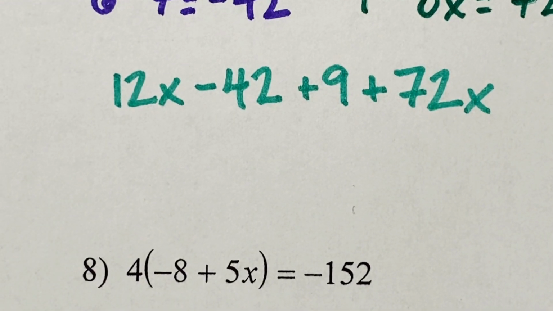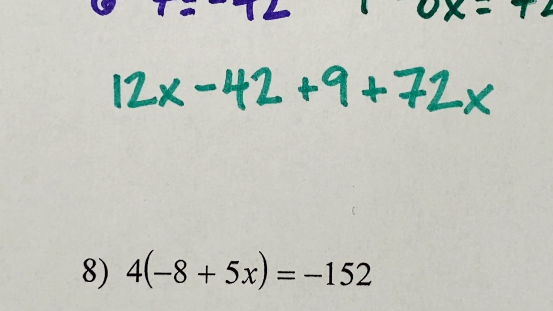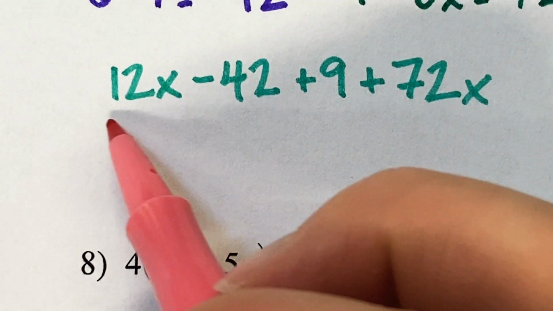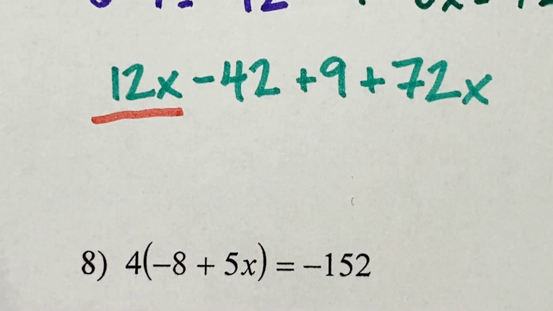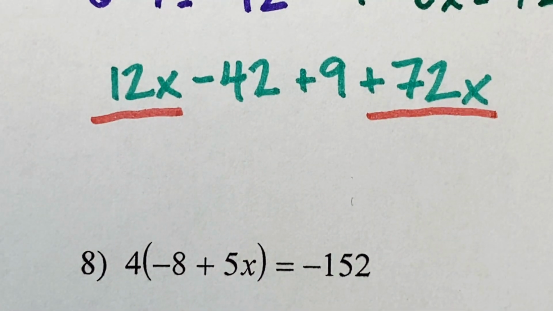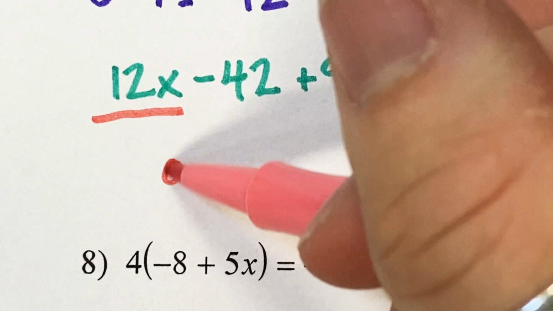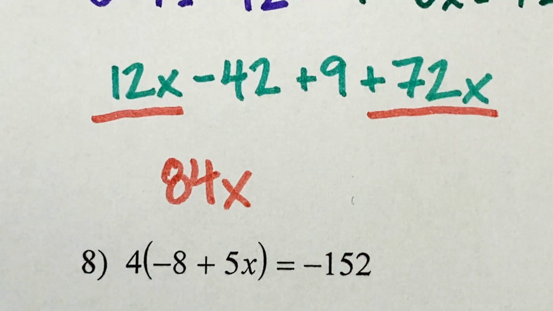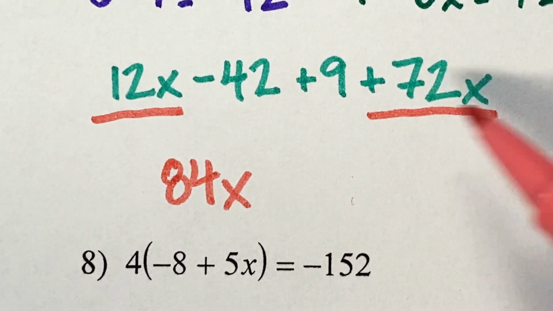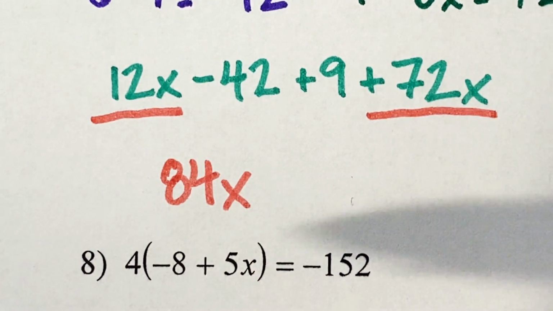Now we need to combine like terms. Okay, we need to see if there's anything that we can combine. So what are some terms that I can combine? Let's look at our first term. I see 12x. So where's my other term with an x? 72. Okay, so we do 12 plus 72. That's going to give me 84 x's. 12 x's plus 72 x's gives me 84 x's.